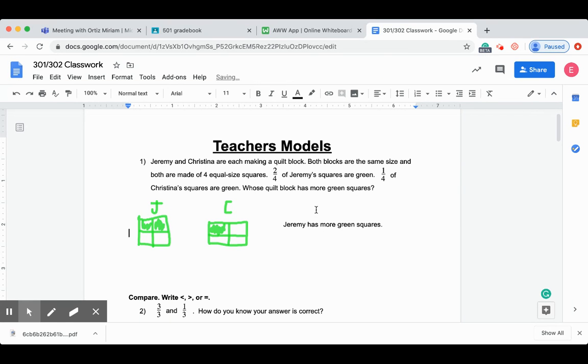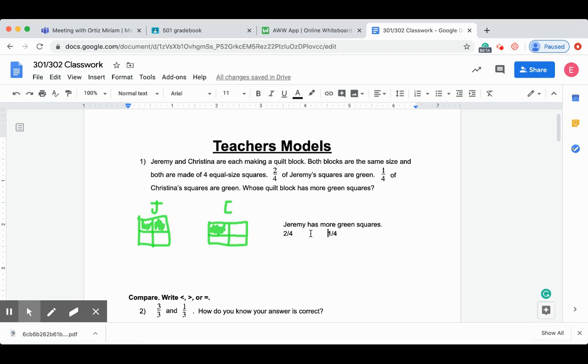Now if I was just looking at 2/4 and I was trying to compare it to 1/4, I would look at our numerator, our top number. Since both denominators are 4 and they're equal, that means they're broken into the same equal parts, just how I drew fourths here and fourths here. Now our numerator, our top number, tells us how many equal parts are being counted. So I see that Jeremy is counting 2 equal parts and Christina is counting 1 equal part.